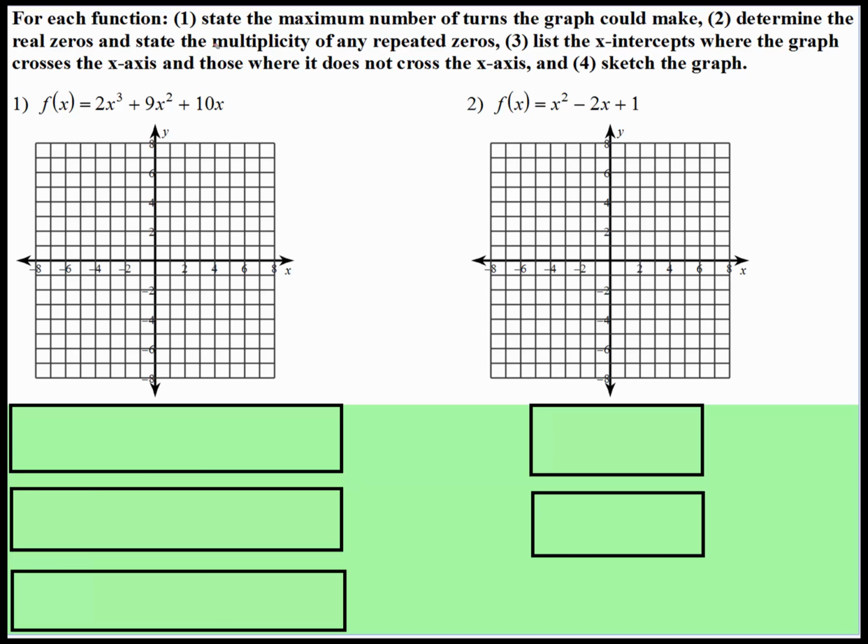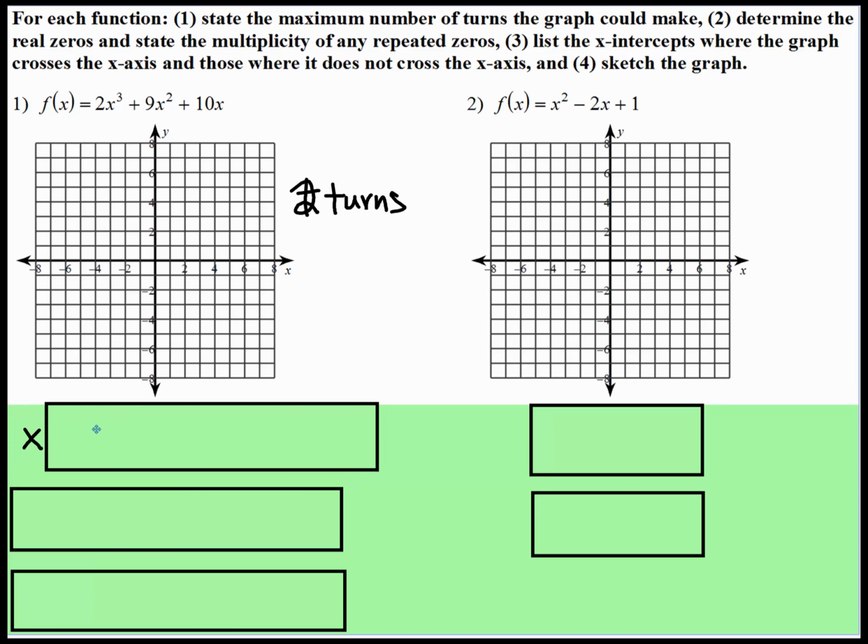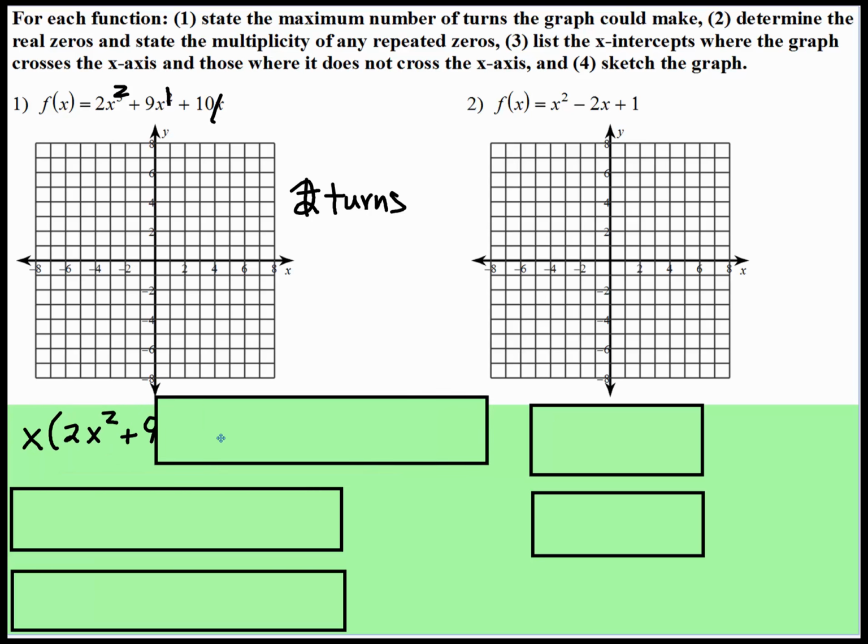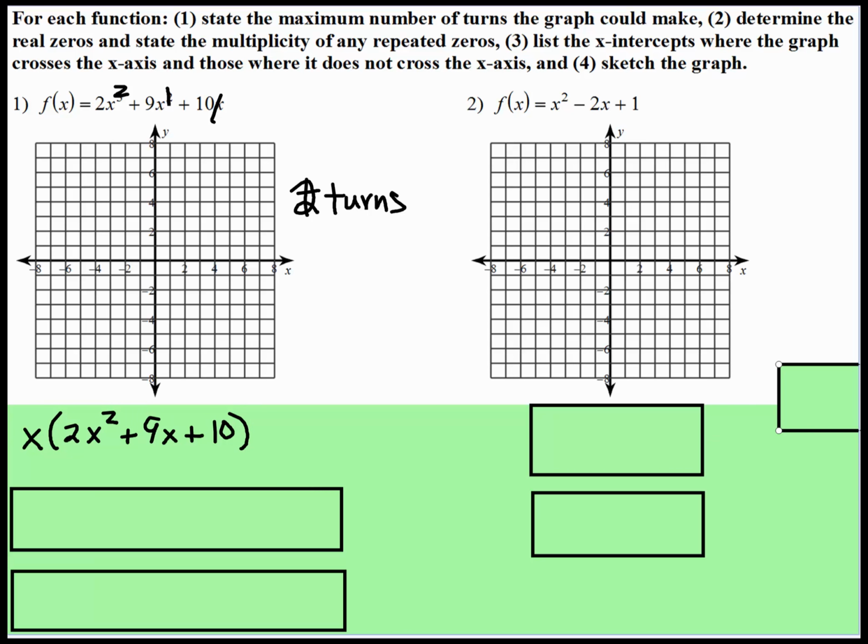All right. So we know that state the maximum number of turns. Since it's x cubed, there will be 2 turns at the most. All right. Then you have to find the real zeros. First thing you're going to do is see if you can just simply factor it the easy way. Well, what do all 3 terms have in common? They have an x in common, so you're going to factor that out, and that's going to leave an x squared, an x to the first, and just a 10. Just like that, all right?